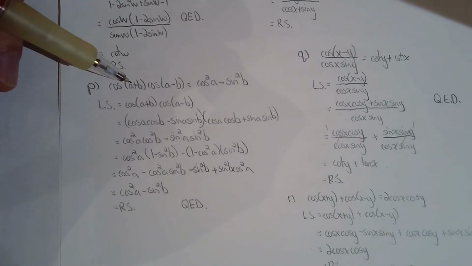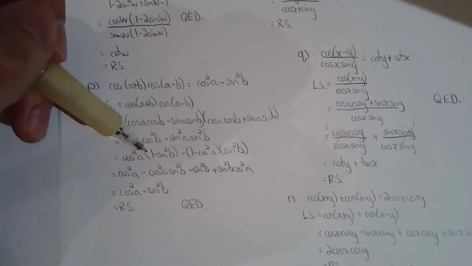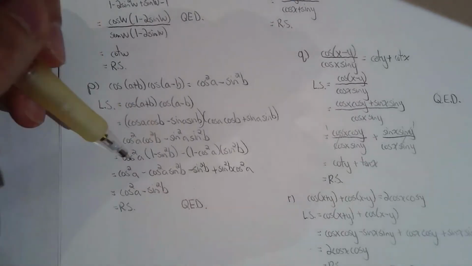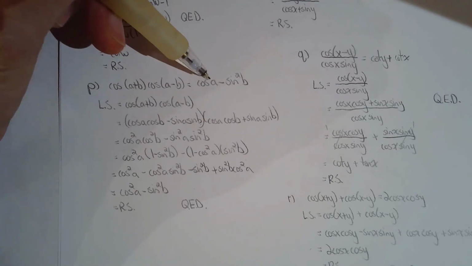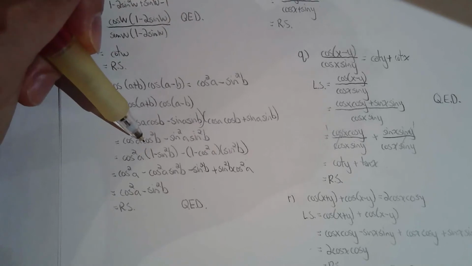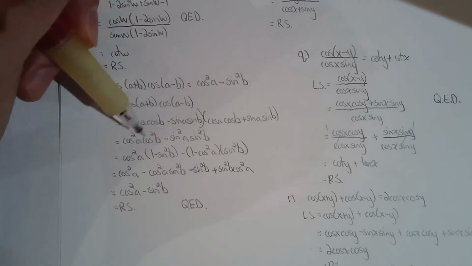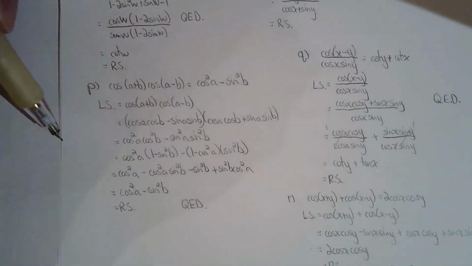So addition formula for cos and subtraction formula of cos, find the product. I don't want to see a single sine, okay? Because look at the right side, it's cos squared a. Oh, I do want to see a sine, sorry. I see cos squared a minus sine squared b. So what I want to do is take away this cos squared b using the Pythagorean identity and take away the sine squared a using the Pythagorean identity.